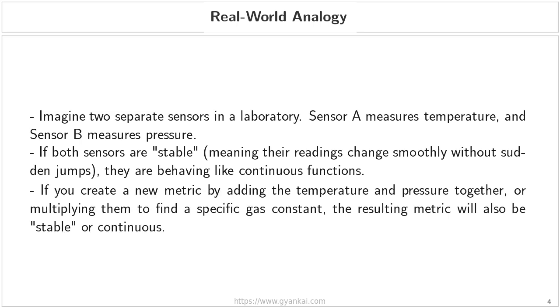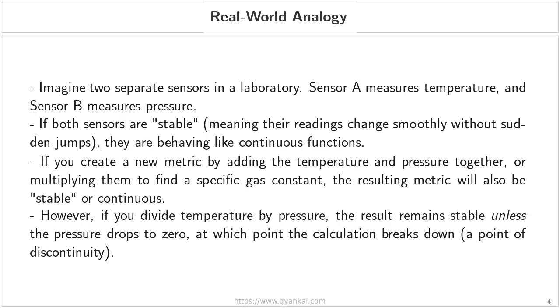Now, consider what happens if you combine these readings. If you create a new metric by adding the temperature and pressure together, or multiplying them to calculate a specific gas constant, the resulting value will also remain stable. This directly mirrors the sum and product rules we saw in the previous slides. The combination of two continuous functions remains continuous.